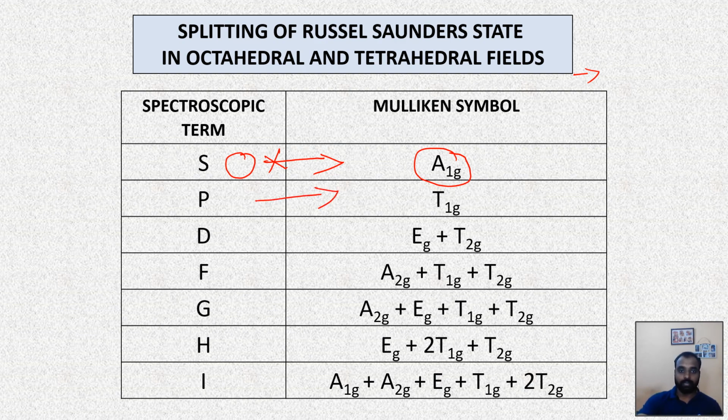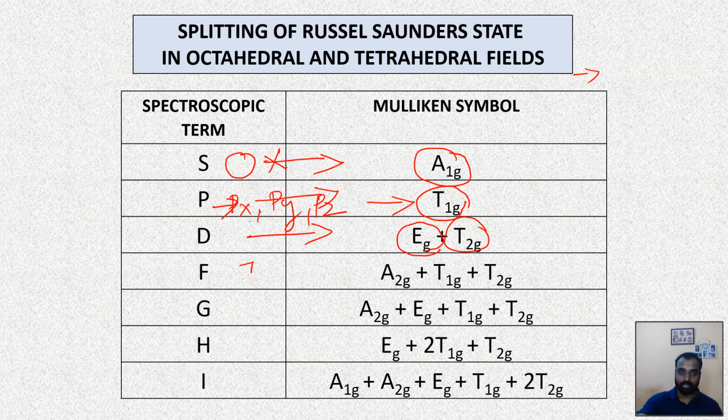In the case of p orbitals, there are three p orbitals: px, py, and pz. These three are directional. When the ligand approaches, these three experience equal ligand field strength, so the energy remains the same, so it is triply degenerate. In the case of D, there are two types of orbitals, in between the axes and along the axes, so it is split into Eg, a doubly degenerate set, and a triply degenerate set. 2 plus 3 is equal to 5.